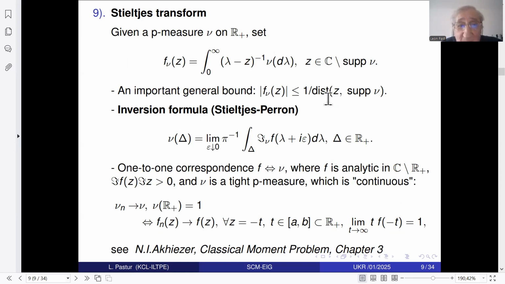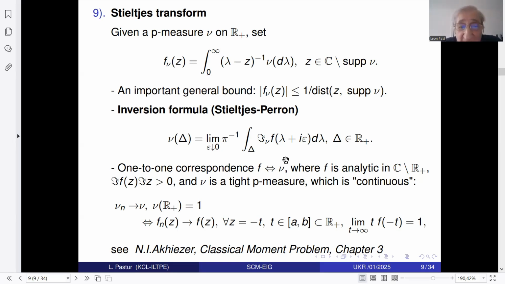And there is a quite important inversion formula by these authors. This formula determines f provided that you know nu. Now I would like to find nu knowing f, and this formula determines nu. So we have a one-to-one correspondence between the Stieltjes transform, a function of complex variable, and P measures.